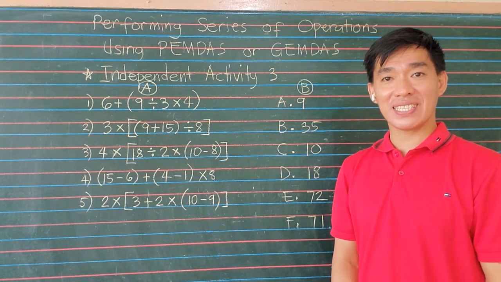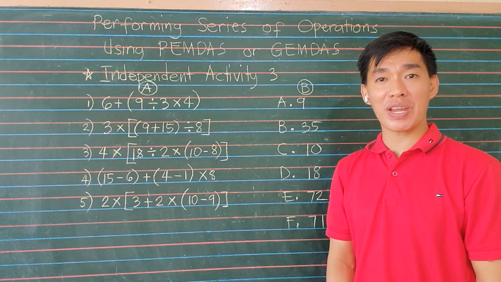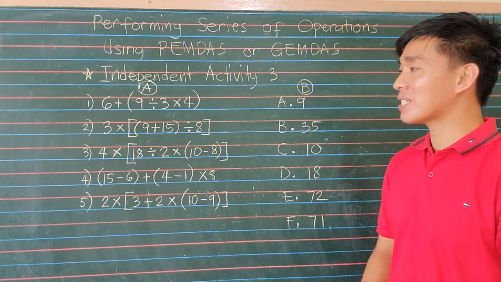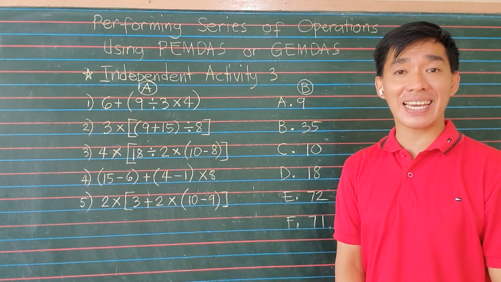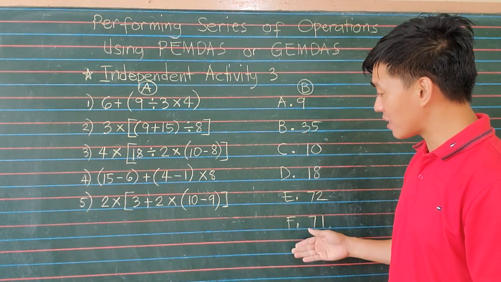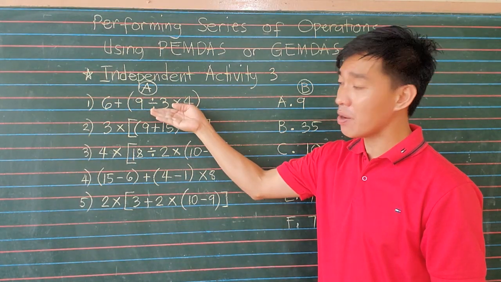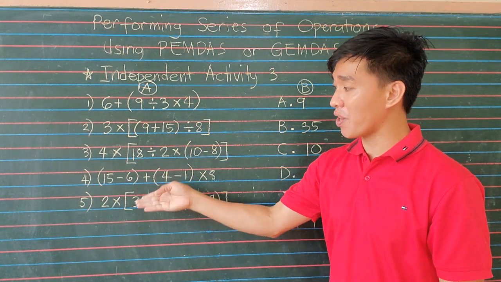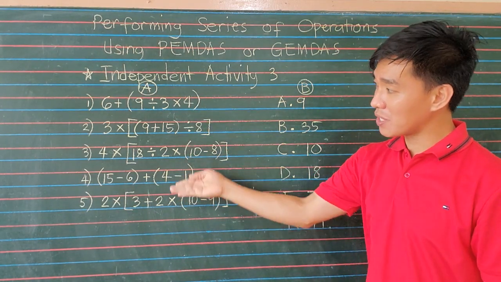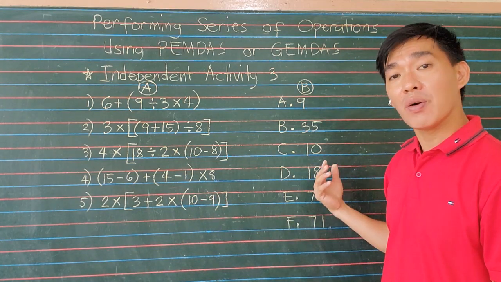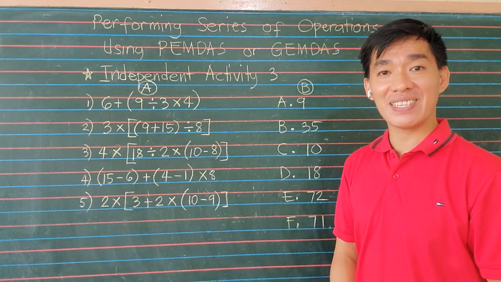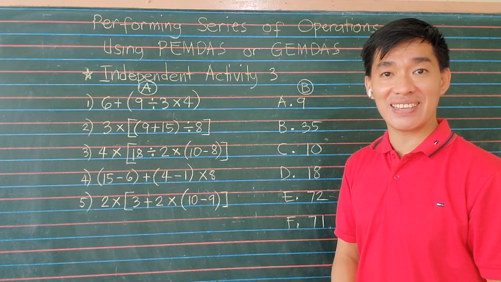This time for your next activity, which is independent activity number 3, you have to match column A here to column B. So it simply means that you will just have to write the letter of the correct answer. So in order for you to decide which among these choices here is the correct answer for number 1, or for number 2, number 3, number 4, or number 5, all you have to do is solve the numbers here first before deciding which one you should pick from column B. So pause this video and answer your independent activity 3.